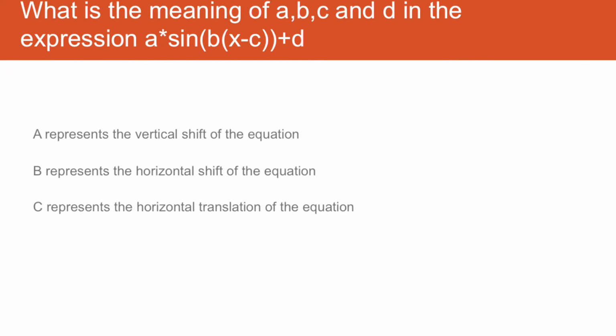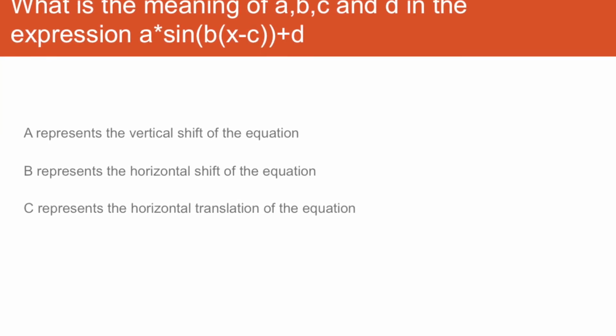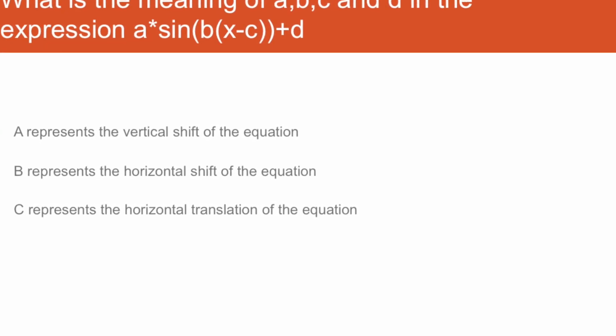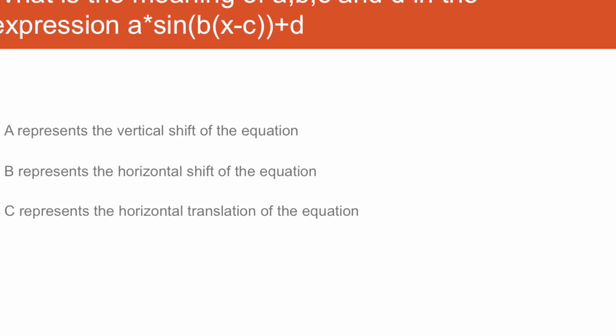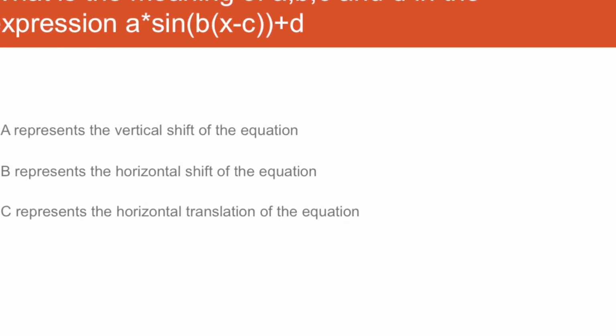The meaning of A, B, C, and D in the expression A sine(B(x - C)) + D means that A represents the amplitude, B the period, C the horizontal shift, and D the vertical shift of the equation.